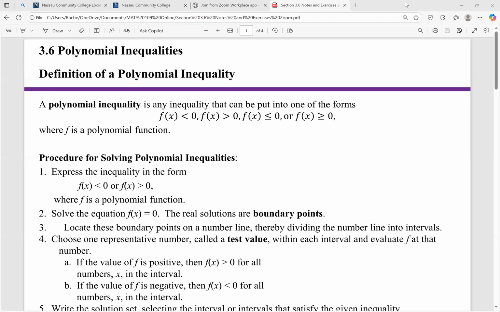In this lecture, we're going to learn how to solve polynomial inequalities. So this is section 3.6. So why don't we start off with the definition of a polynomial inequality?